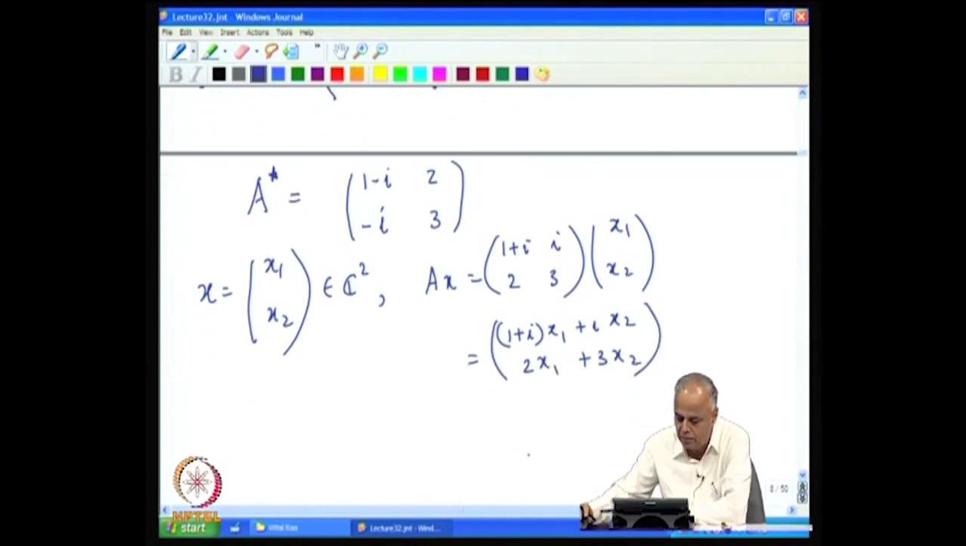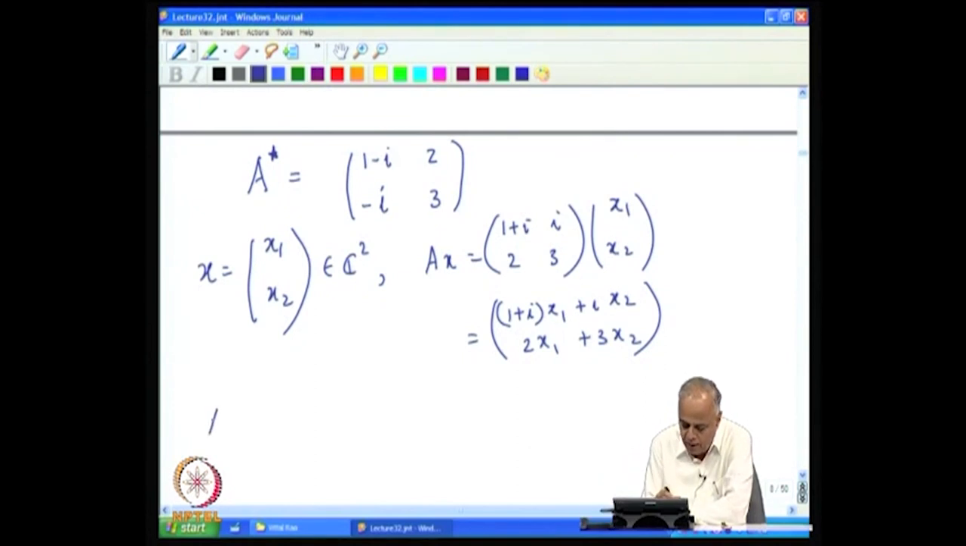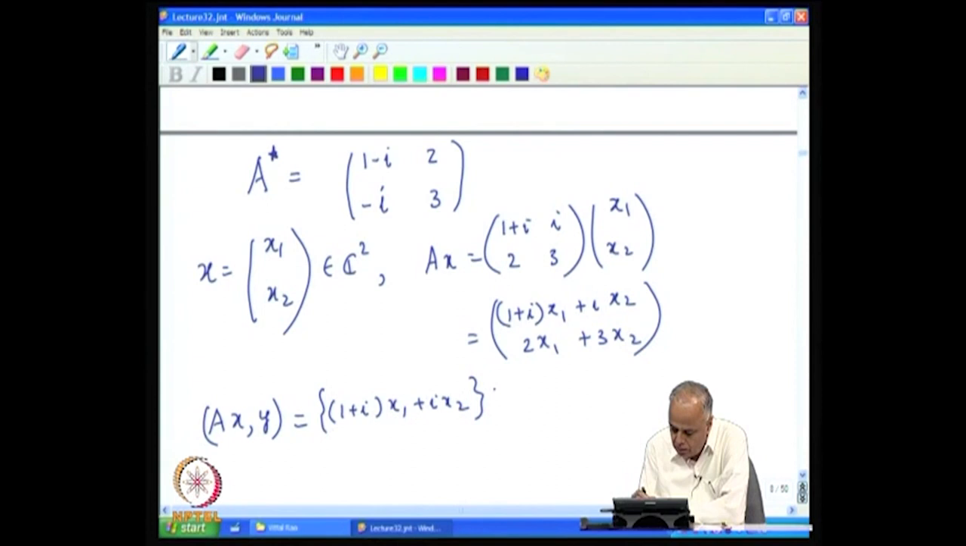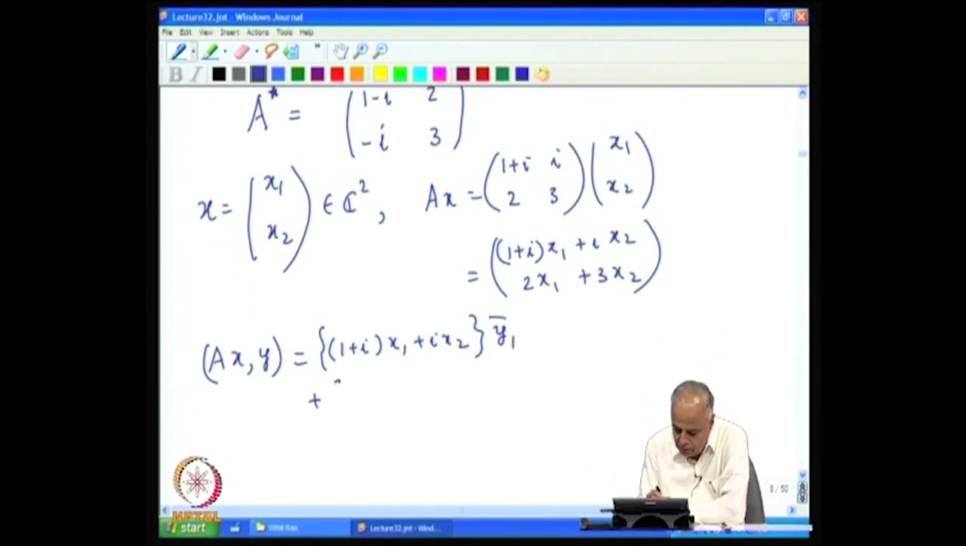This is what AX is. Now if we take the inner product of x with y, the inner product is taken by taking the product of the components, with the second one coming as a conjugate. So, the first component of AX times the first component of y conjugated, plus the second component of AX times the second component of y conjugated.